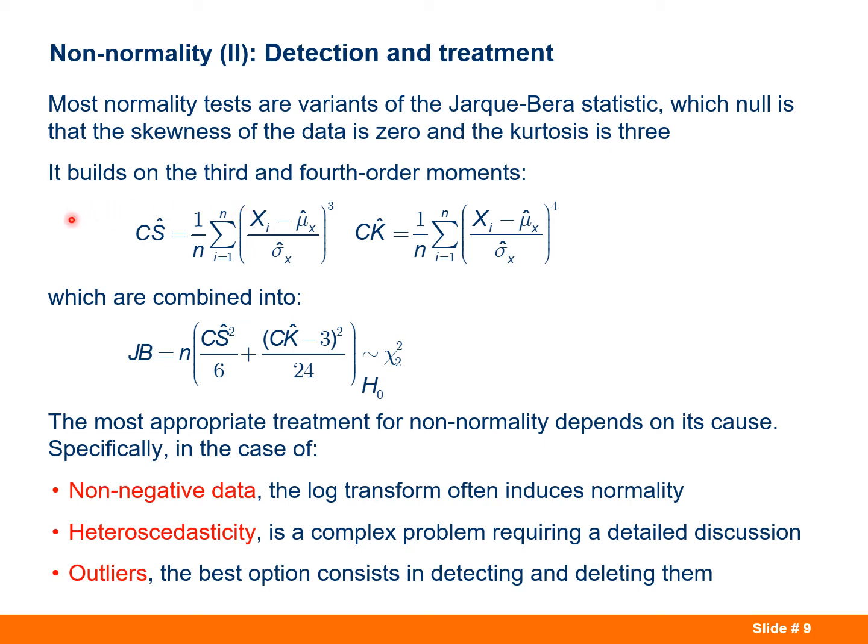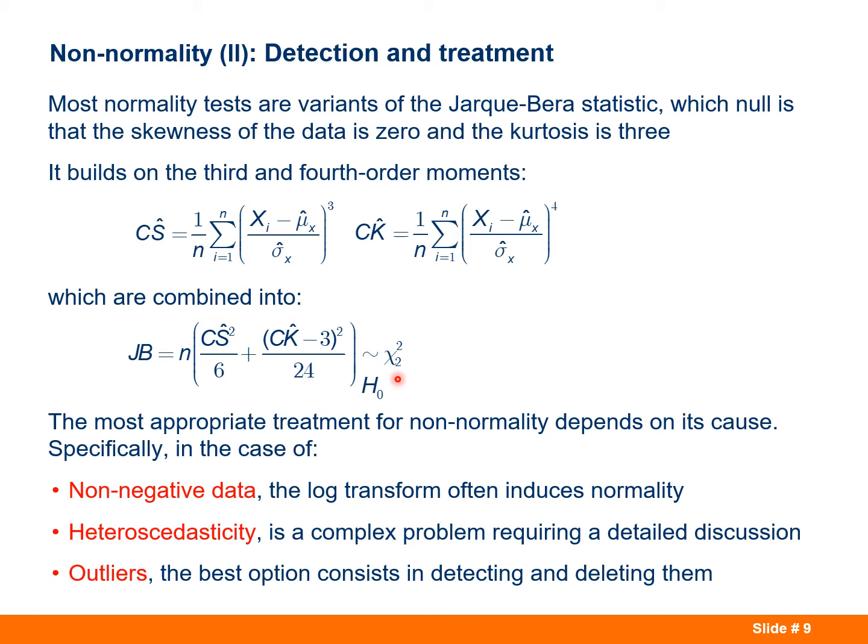Both sample moments are combined into the Jarque-Bera statistic. The Jarque-Bera statistic is n times the coefficient of symmetry squared divided by 6 plus the coefficient of kurtosis minus 3 squared divided by 24. If the data is normal, this statistic will be small because the true value of this moment should be 0 and the true value of the numerator of this expression should be 0 too. In practice, under the null of normality, this statistic will be distributed as a chi-squared with 2 degrees of freedom. So a large value of the statistic leads to the rejection of the null.